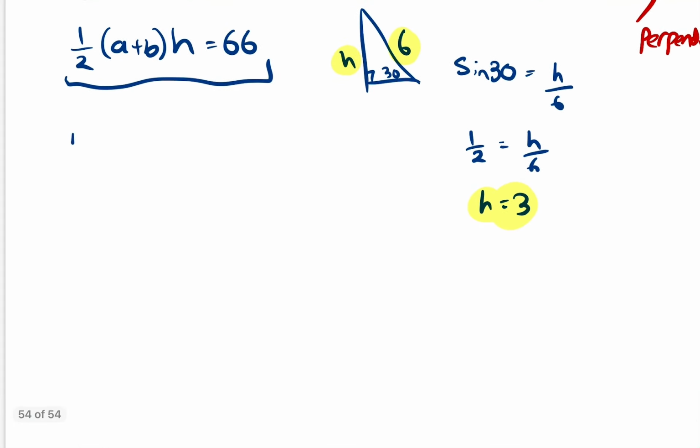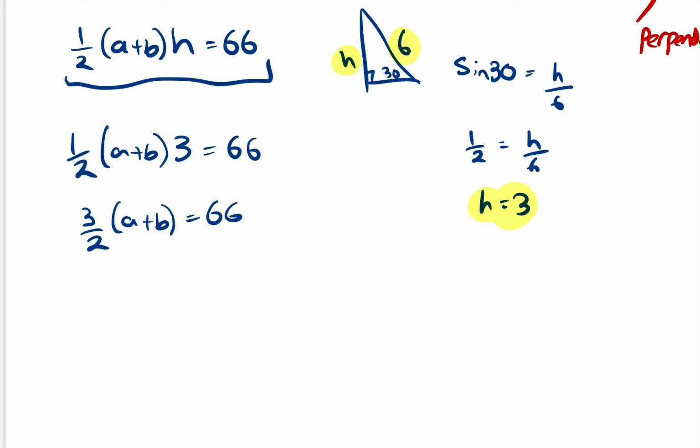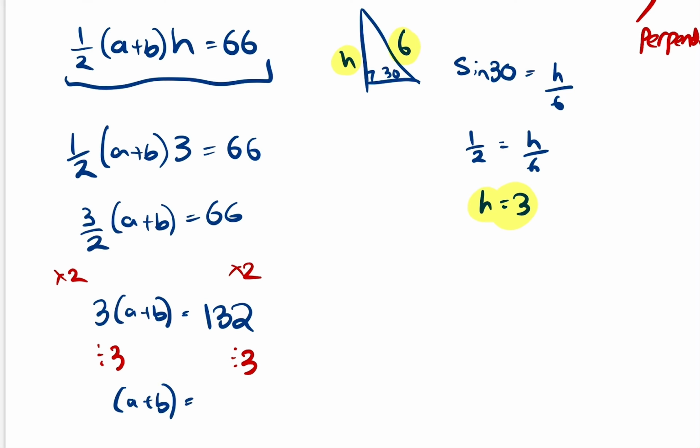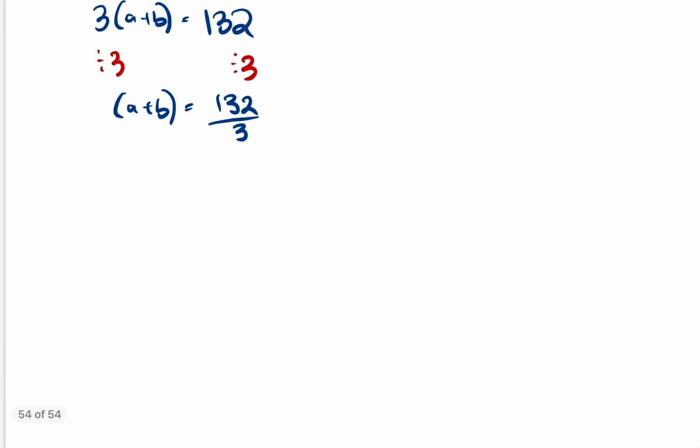So we now have that 1/2 lots of (A plus B) times 3 is equal to 66. In other words, 3 over 2 lots of (A plus B) is equal to 66. If we multiply both sides by 2, we get that 3 lots of (A plus B) is equal to 132. And then if we divide both sides by 3, I'm hoping 132 is divisible by 3, we get that A plus B is 132 over 3. Let's just have a think. Does that divide by 3? I'm thinking it's 44.